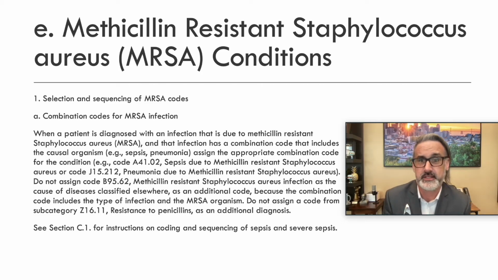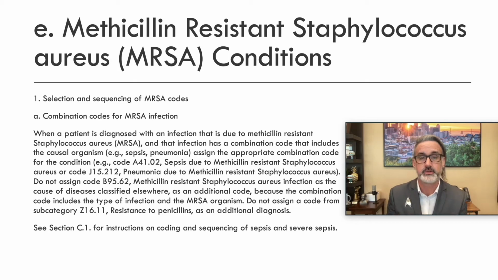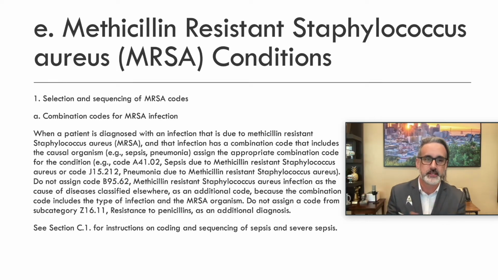Do not assign a code from subcategory Z16.11, resistance to penicillins, as an additional diagnosis. So translation, what that means is that depending on what the condition is, some conditions have the combination codes, whatever condition plus MRSA, and other times they don't. But whenever you have the two conditions, whatever other condition the patient has, and MRSA, when it's a combination code, we only choose that one code that includes the MRSA component in it. If the condition does not have a MRSA combination code to it, then we need the two codes, whatever other condition the patient has and the MRSA.